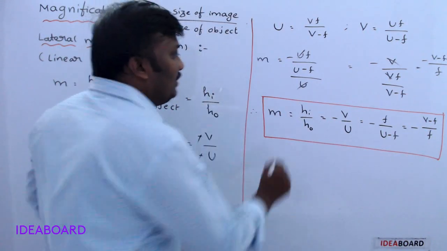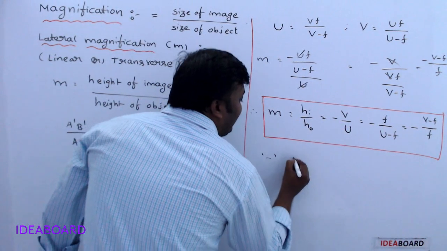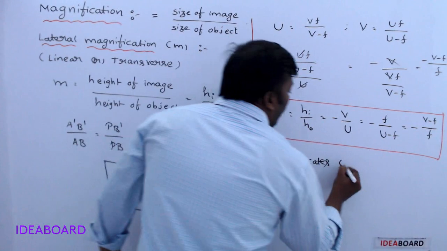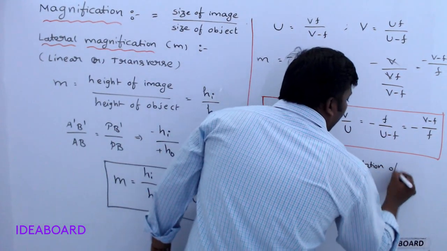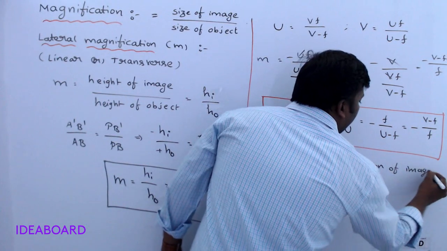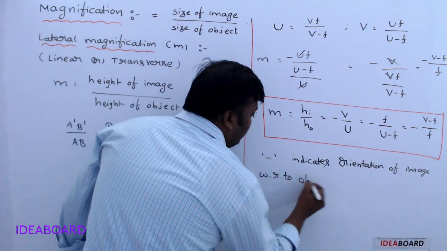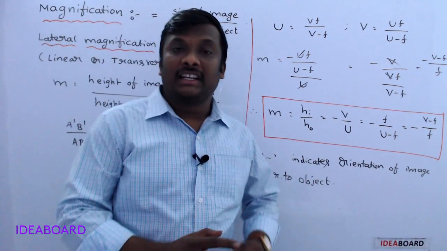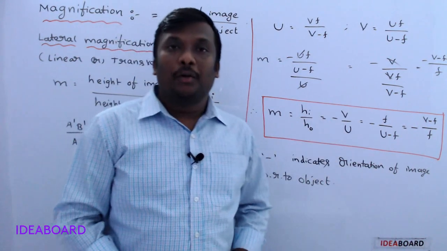Okay, here the negative sign is there. The negative sign indicates the orientation of the image with respect to the object. Orientation of the image with respect to the object. Understand? Please note it down.